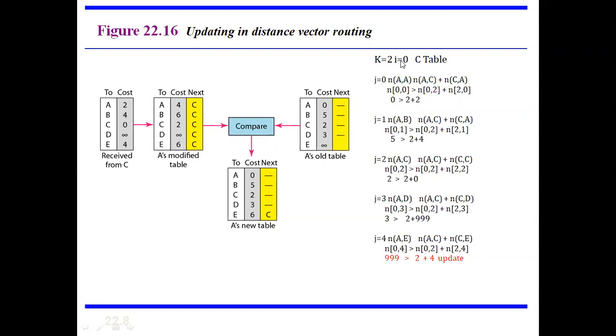Now we have these three loops: I loop, K loop, and J loop. Initially we are doing with A node, comparing A node with the C table. So A node is receiving the C table. When K is equal to 2, it means the C table has been sharing its table. And J will indicate all the row entries of A, B, C, D. Now you can see how the path is compared.